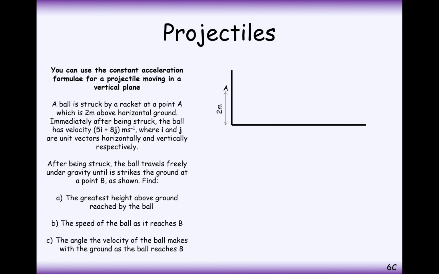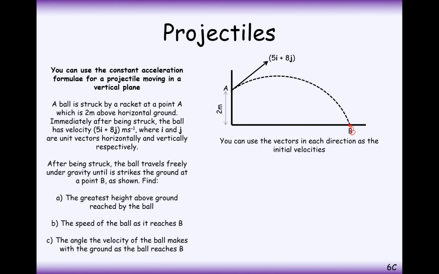So let's draw a diagram then. It starts from 2 meters above the ground. It has a horizontal component of 5 meters per second and a vertical component of 8 meters per second. And we're interested in this point B here. But before that, to answer part A, we're interested in its greatest height above the ground. So to do that, we're going to be resolving our speeds in the vertical direction. So we're looking for the greatest height, and we know how to do that.